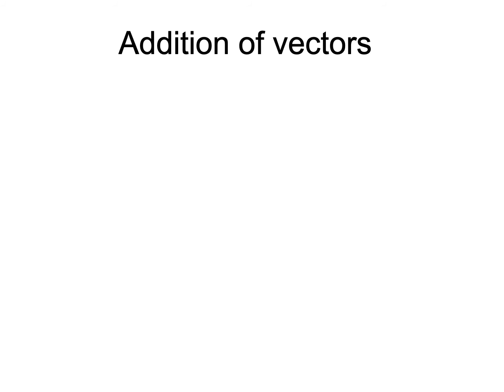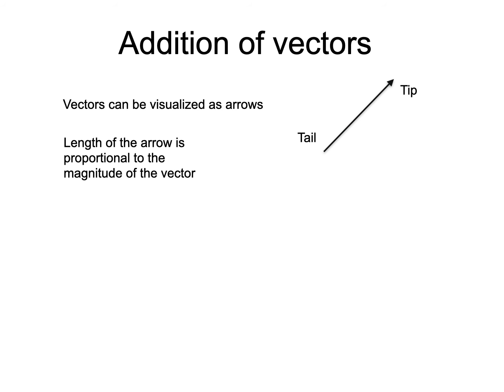You know how to add scalars since primary school, but how do you add quantities that carry information about a direction in space? Well, by visualizing them as arrows. An arrow is a directed line segment with a tail and a tip. The orientation of the line gives information about the direction in space, while the length of the arrow is made proportional to the magnitude of the vector.